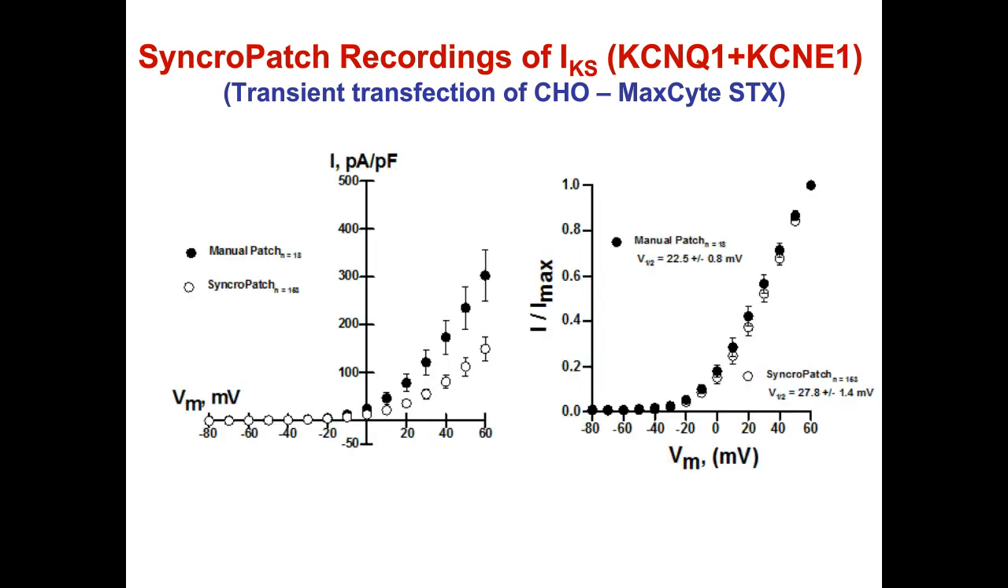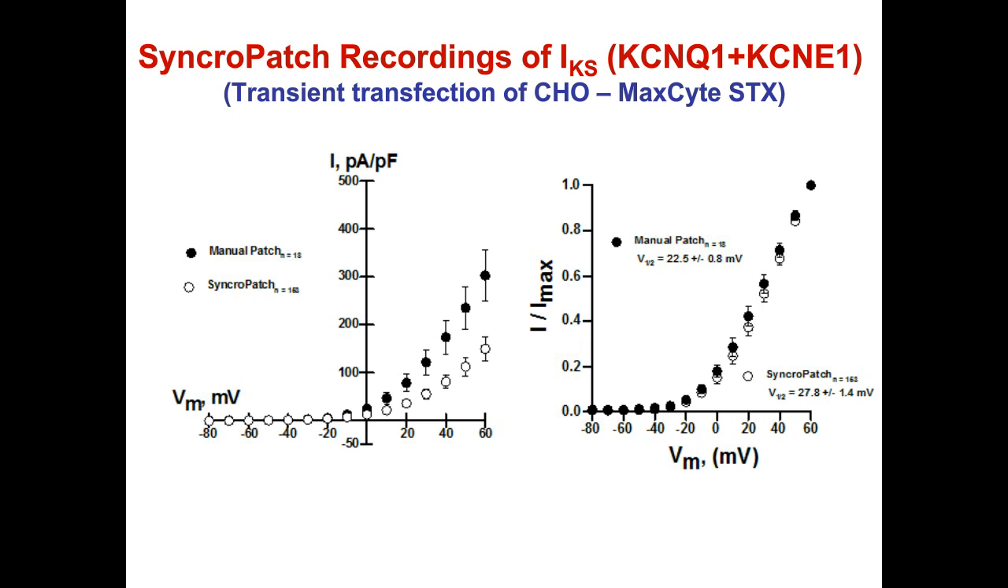And here we have current voltage relationships that demonstrate a similar phenomenon. On the left, again, it's the unnormalized current showing manual patch recordings for 16 or 18 cells and SyncroPatch recordings for 140 or so cells. And again, there is this bias toward being able to identify cells that have a higher current density by manual patch clamp than the automated patch clamp. But if we normalize, and that's the IV plot on the right, we see that they superimpose very nicely. And in fact, Boltzmann fit to calculate the V1/2 for activation in this case is not significantly different.